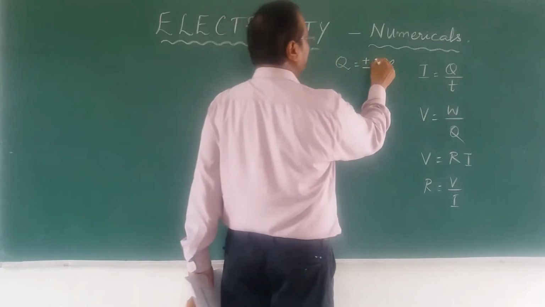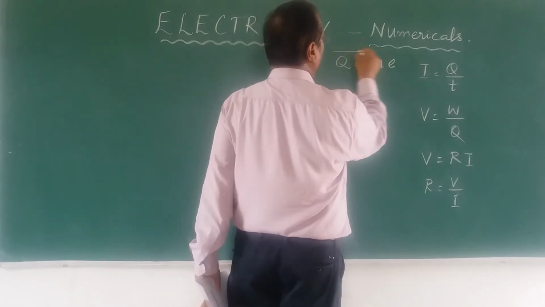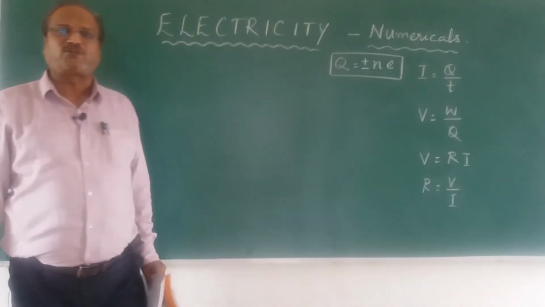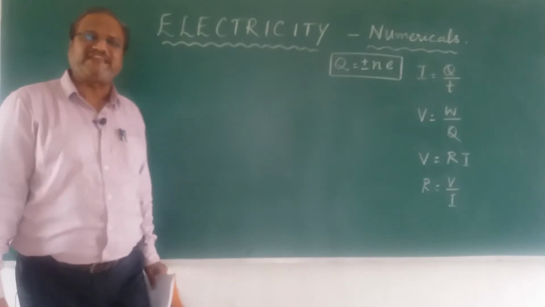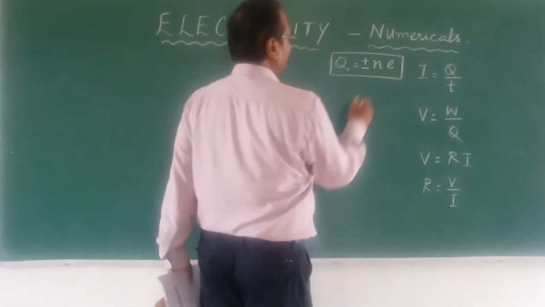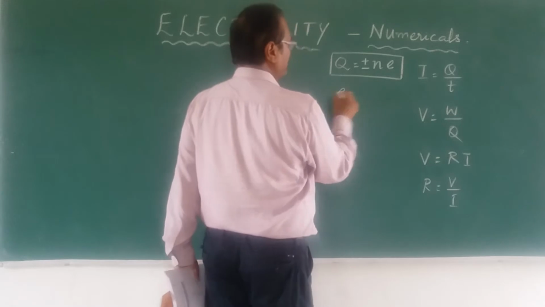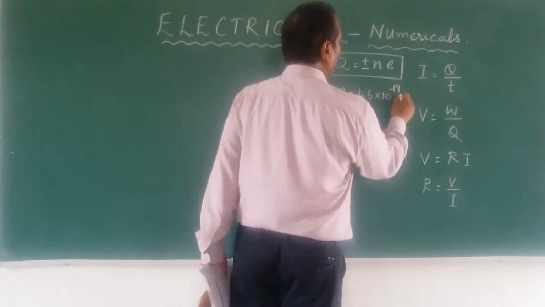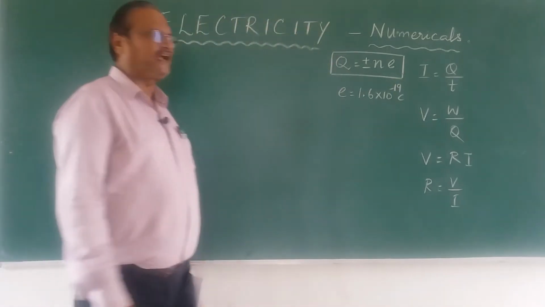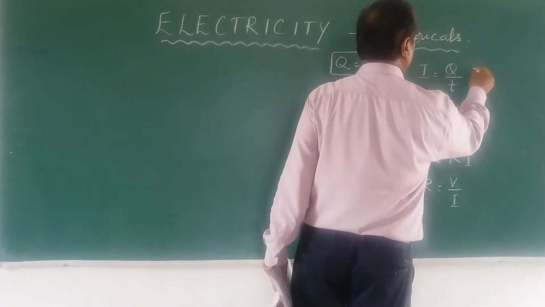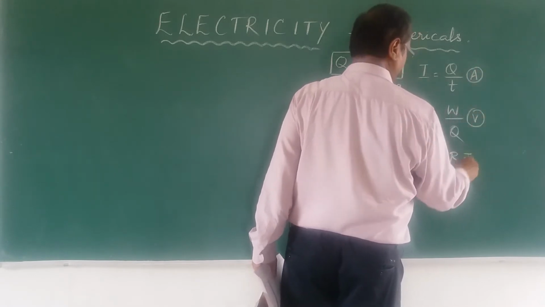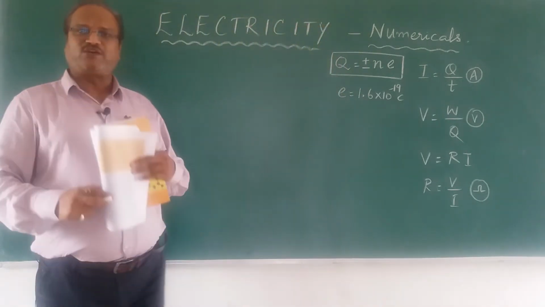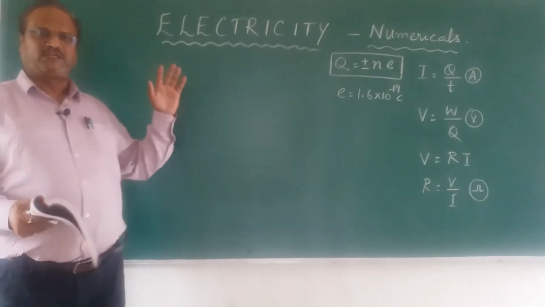Now, how many charges? N number of charges. So, this is a formula we should also know. Q is equal to plus or minus Ne. N is the number of charges, e is the electronic charge. The charge of the electron is 1.6 into 10 power minus 19 coulomb. You also know the unit of each one: this is ampere, this is volt, resistance is ohm. Yes, you can check all my videos and you will find all these things have been taught.